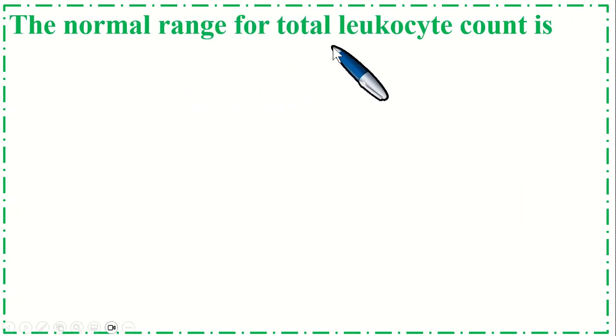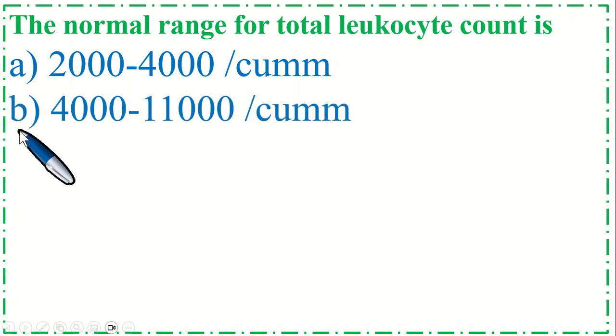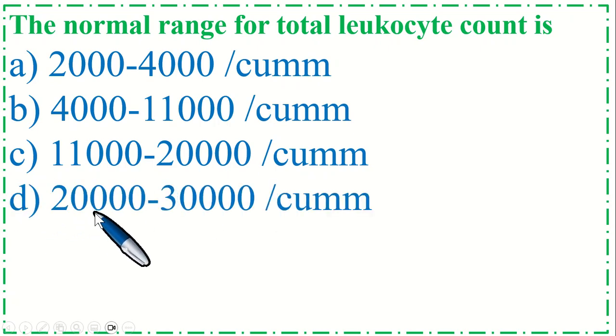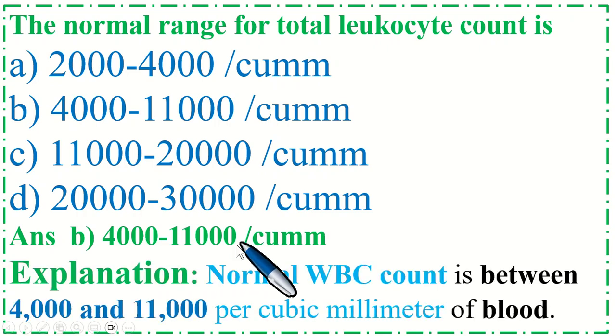The normal range for total leukocyte count is option A 2000 to 4000 per cubic millimeter, B 4000 to 11000 per cubic millimeter, C 11000 to 20000 per cubic millimeter, and option D 20,000 to 30,000 per cubic millimeter. So the correct option is B 4,000 to 11,000 per cubic millimeter. Explanation is normal WBC count is between 4,000 to 11,000 per cubic millimeter of blood.